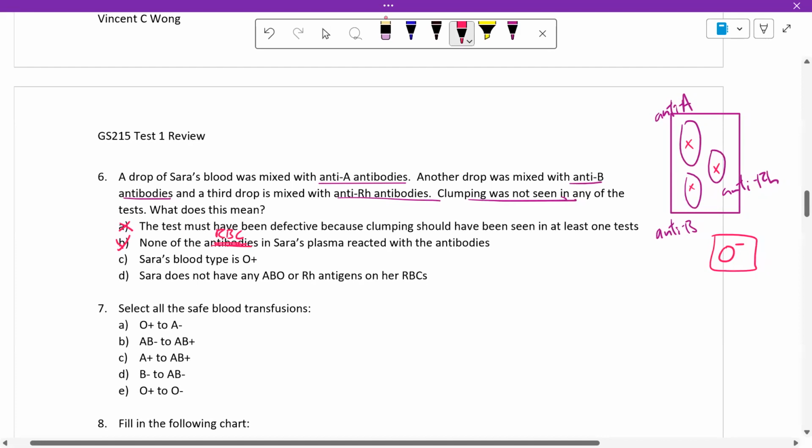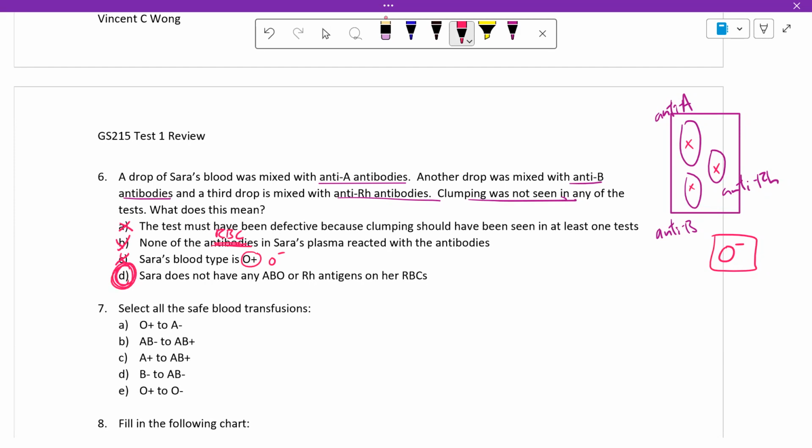Sarah's blood type is O positive. Nope. If it's positive, it would have been reactive with the RH, but it didn't. It's O negative. Sarah does not have any ABO or RH antigens on her RBC. That's correct, that's the right one. Okay, so nobody chose D, but I hope I have explained to you why it is D. Any follow-up questions?